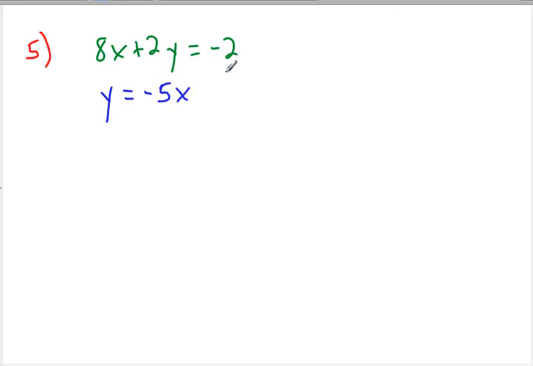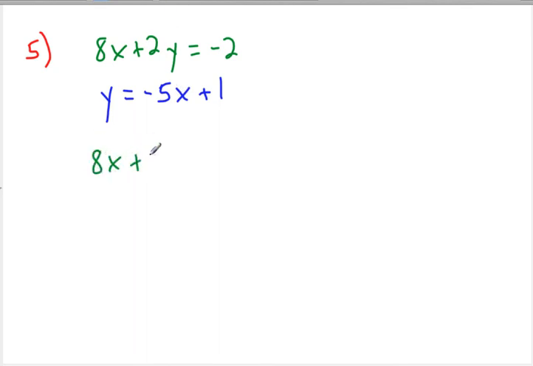Okay, problem 5, we have 8x plus 2y equals -2. And then we have y equals -5x plus 1. First thing I look for in substitution is to see if something is solved already for a letter, and here we have y by itself, so that's great. It doesn't have to be y, it could be x, but y is fine too.